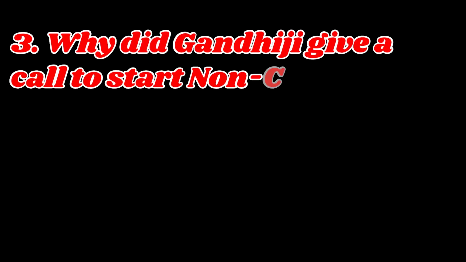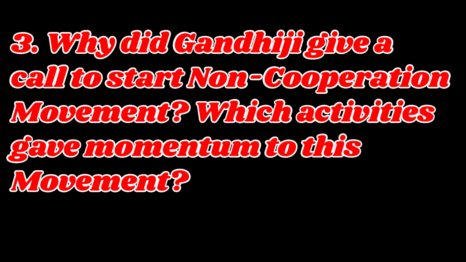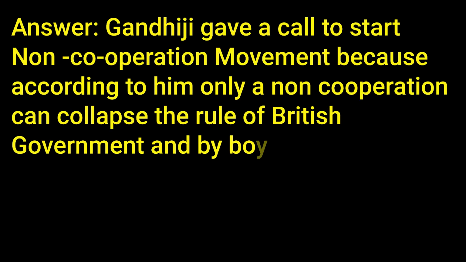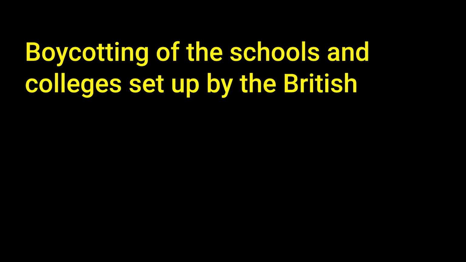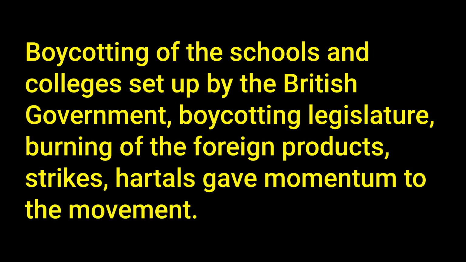3. Why did Gandhiji give a call to start the non-cooperation movement? Which activities gave momentum to this movement? Answer. Gandhiji gave the call because, according to him, only non-cooperation could collapse the rule of the British government, and only by boycotting the products of British companies could Indian industries and culture develop. Boycotting the schools and colleges set up by the British government, boycotting legislatures, burning foreign products, strikes and hartals gave momentum to the movement.